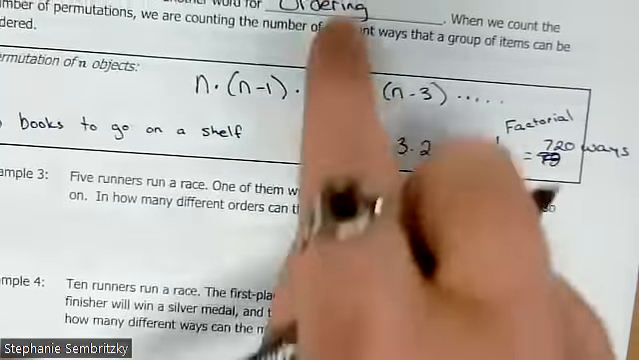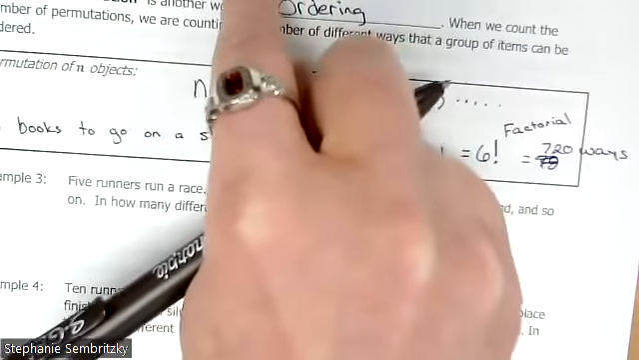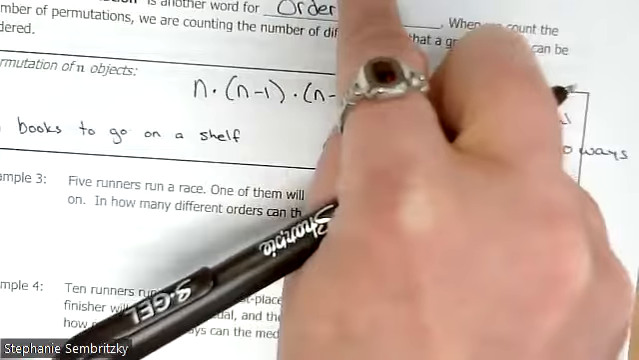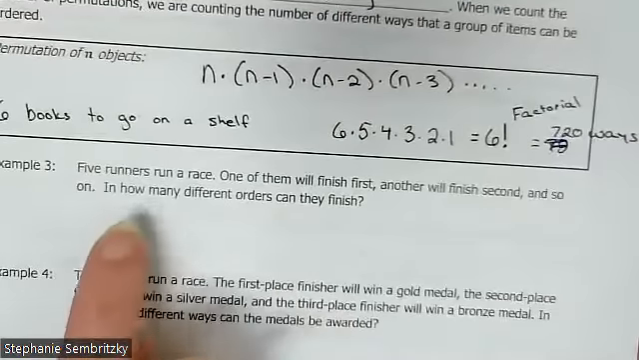But we don't always need to go all the way down to 1, did we? On this one, it was 10 times 9 times 8 times 7. So be really careful with that.